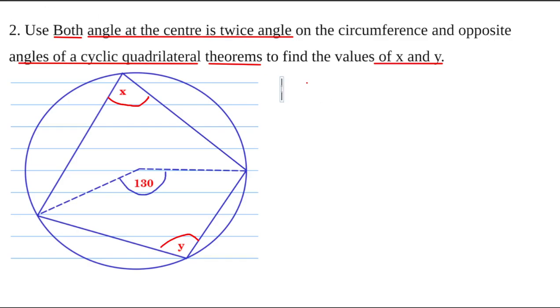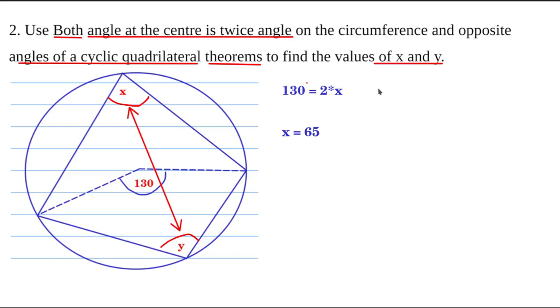What does this theorem say? Angle at the center is equal to twice the angle on the circumference. Then if you divide both sides by 2, you are going to get that your x is equal to 65 degrees.